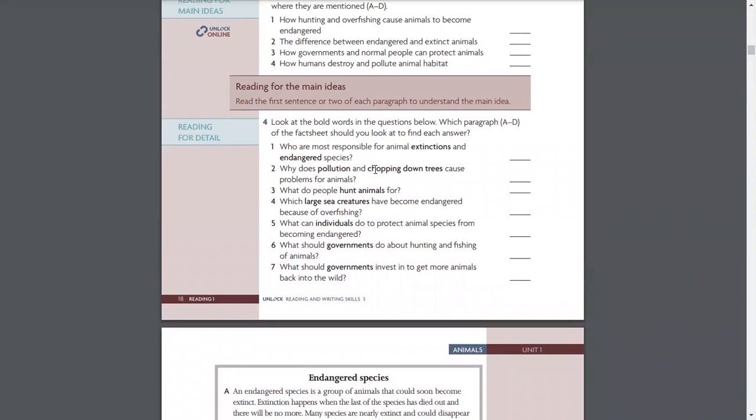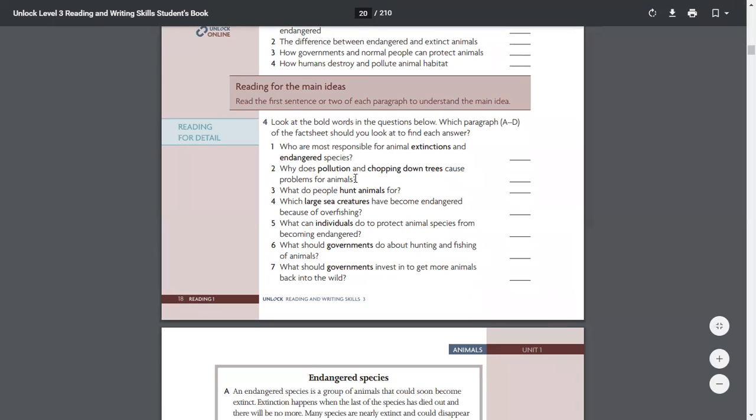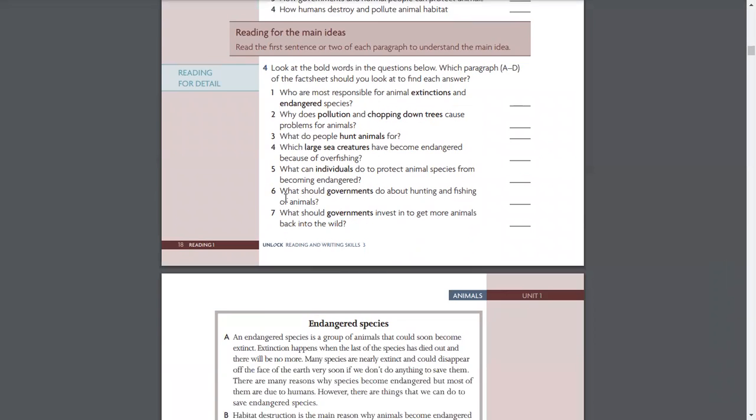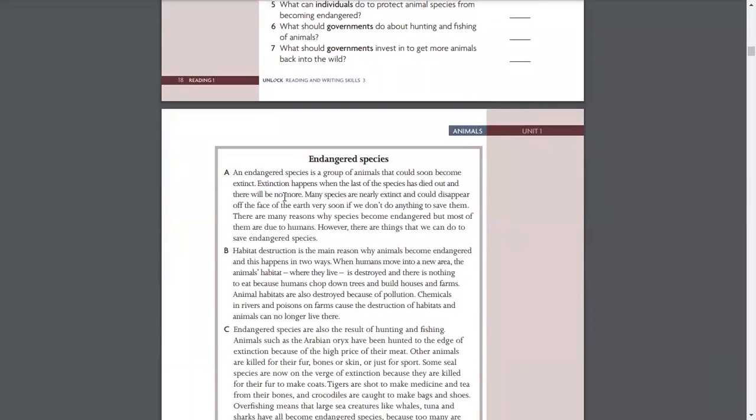After you have finished that, look at exercise number 4, where we have 7 sentences. In each of them, we have words in bold. You will need to tell me which paragraph of the text contains the answers to these questions. The words in bold are your keywords. When you are reading your questions, a good strategy is to underline or somehow highlight your keywords in order to locate them in the text easily.